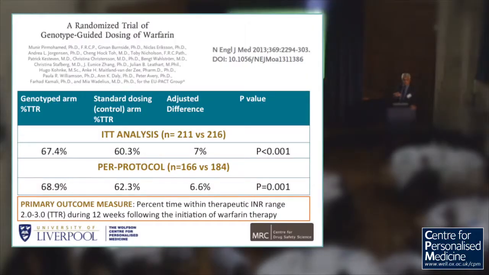Here's another example which may be coming to primary care in the near future. This is with warfarin, a very widely used drug, but the dose varies quite a lot from 0.5 to 20 milligrams a day. We published a trial in the New England Journal of Medicine which showed that genotype-guided dosing using 2 genes was better than the standard dosing that we use currently in the NHS, with a 7% difference, but the difference was actually greater in those individuals who had the rare variants.